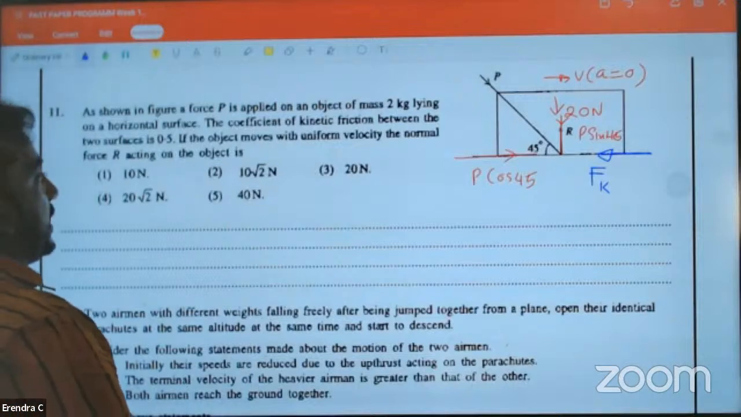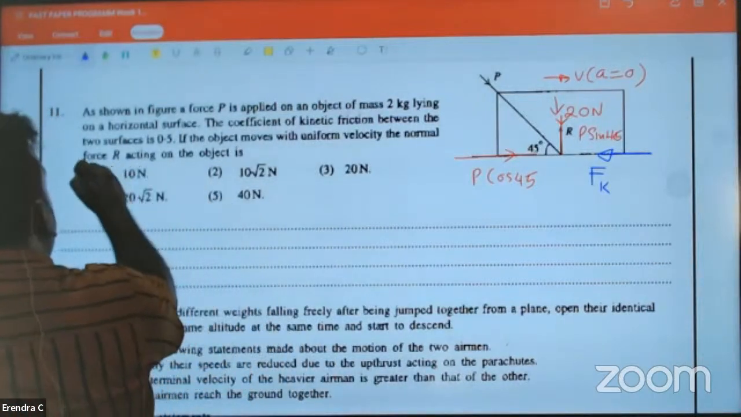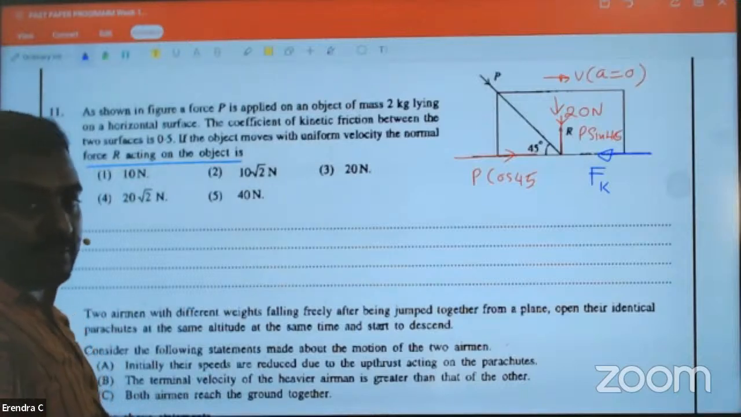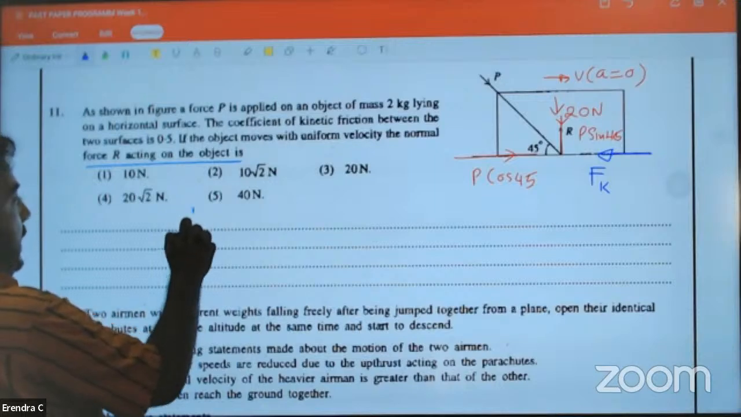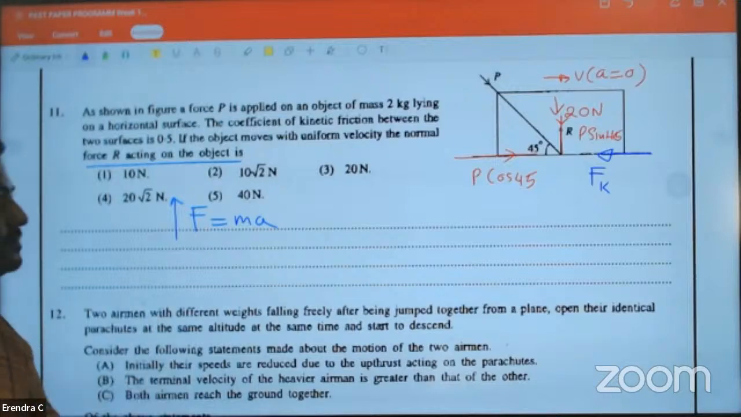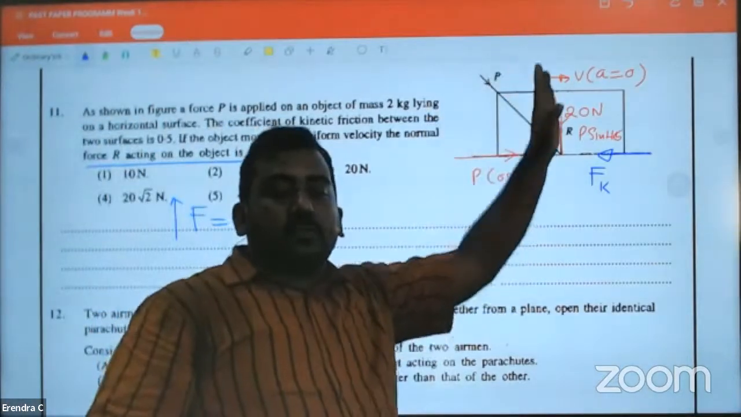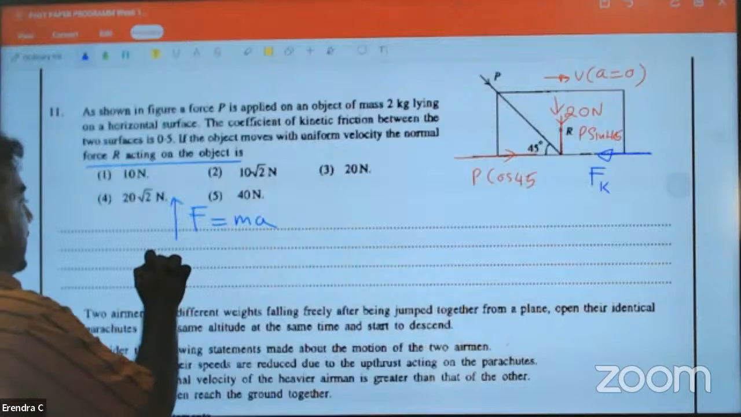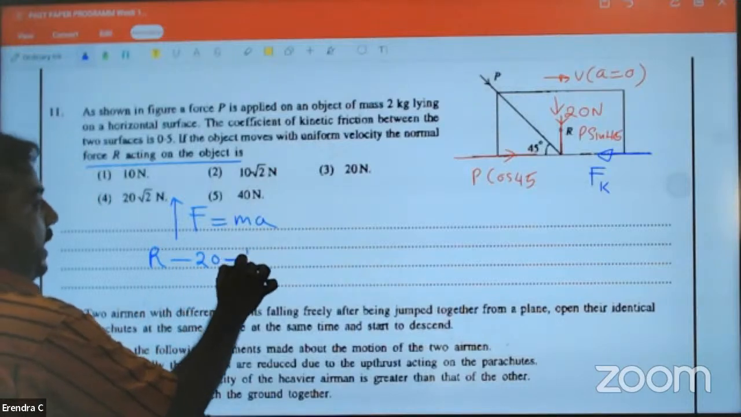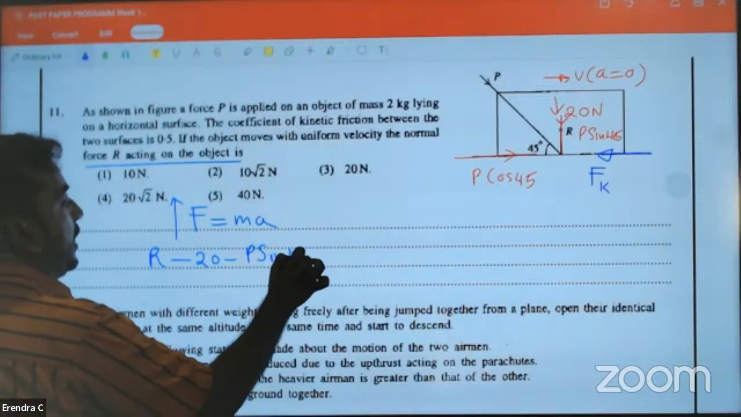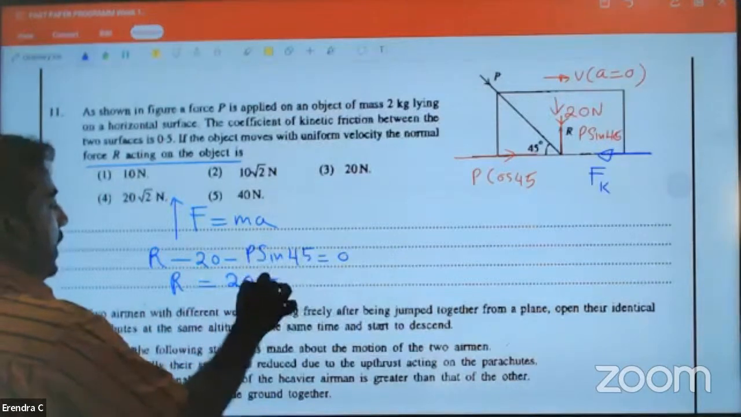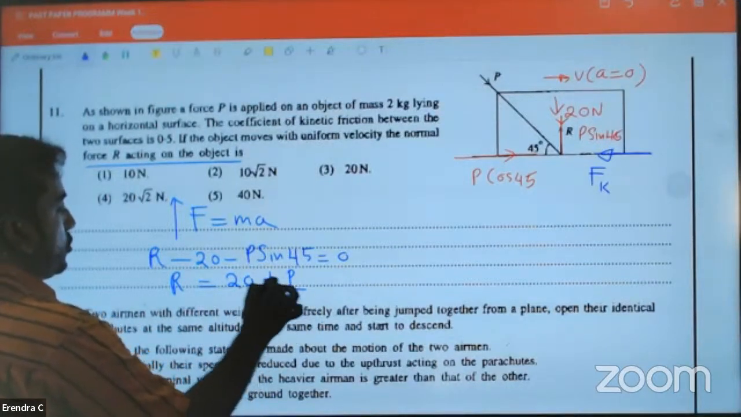What are they asking you here? What is the reaction force acting on the object? Be careful now. Let me apply F equal MA vertically. Vertically, there is no motion. So you can say R minus 20 minus P sin 45, no vertical acceleration. R equals 20 plus P divided by root 2.